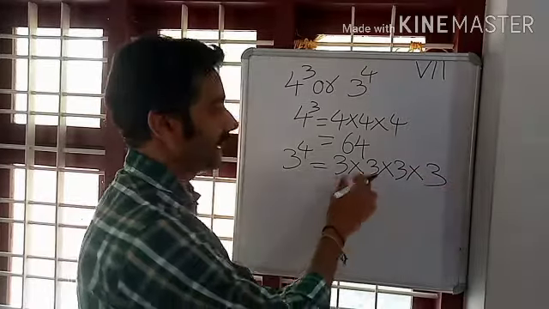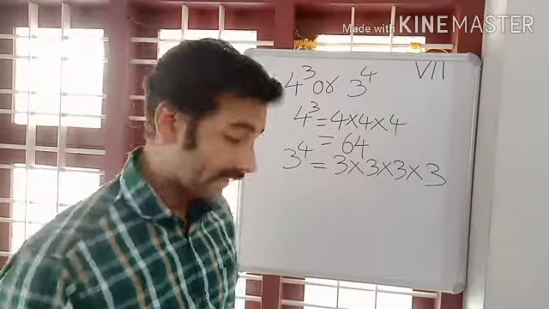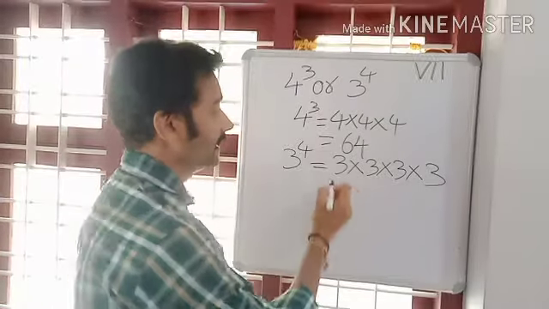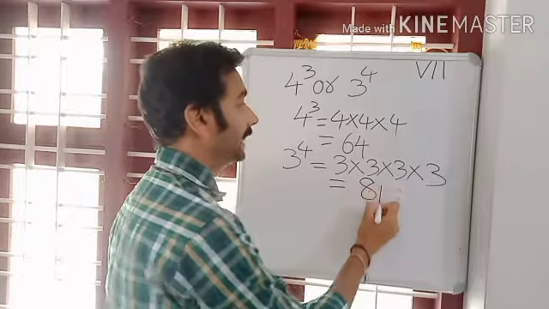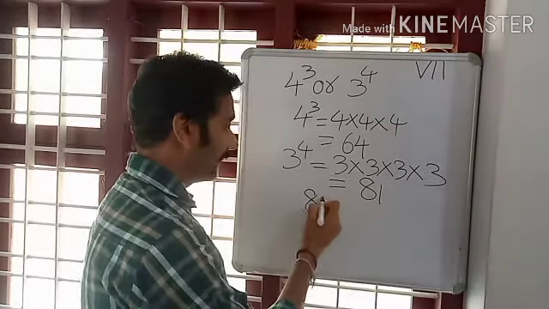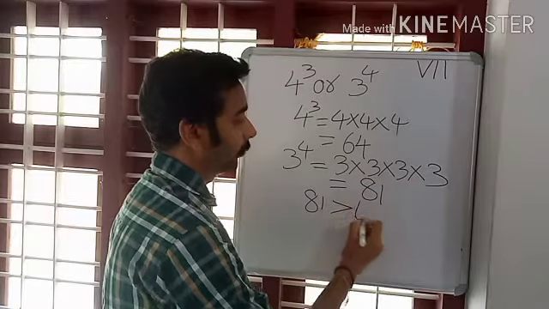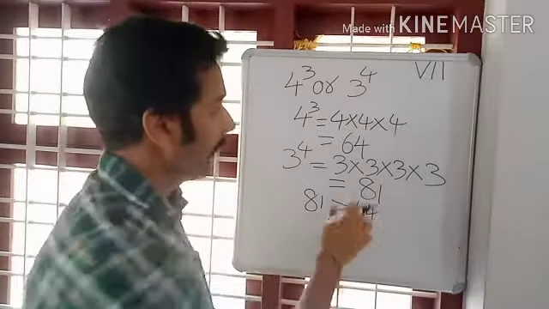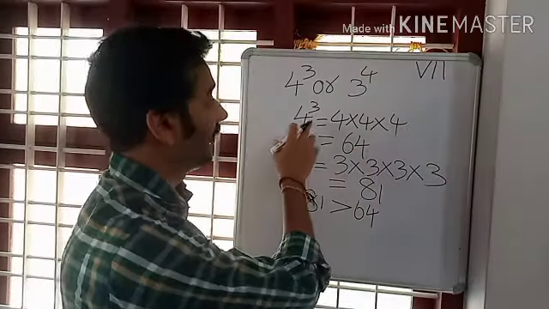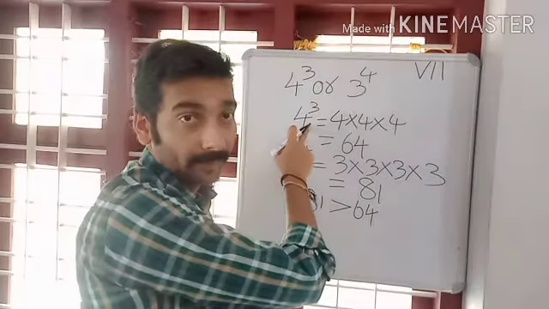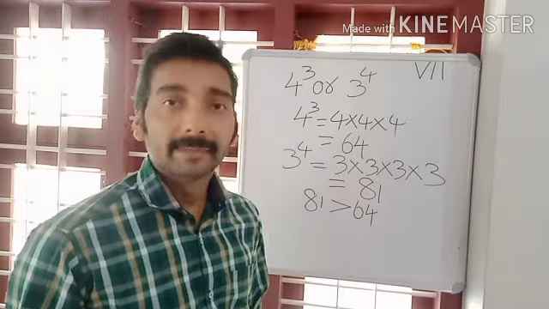3 into 3 is 9, 9 into 3 is 27, 27 into 3 is 81. That means 81 is greater than 64. That means 3 raised to 4 is greater than 4 cube. Okay. Clear?